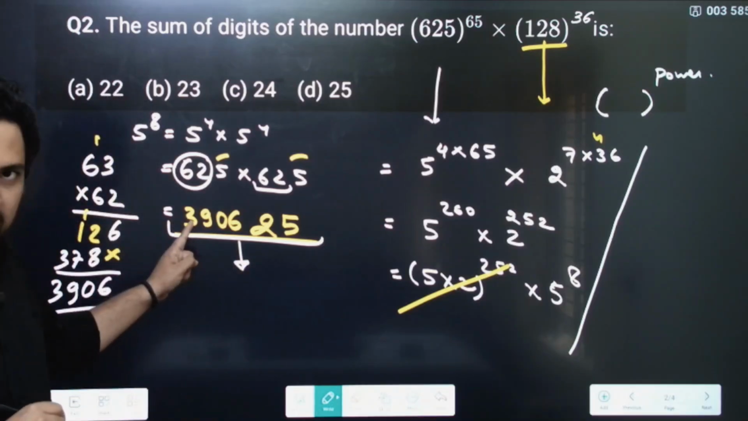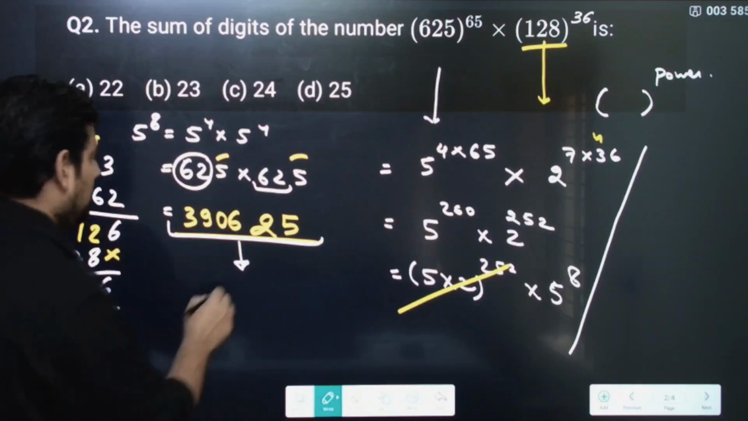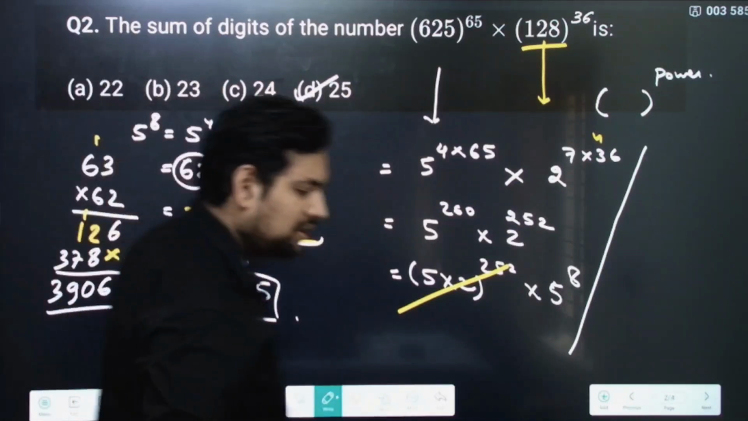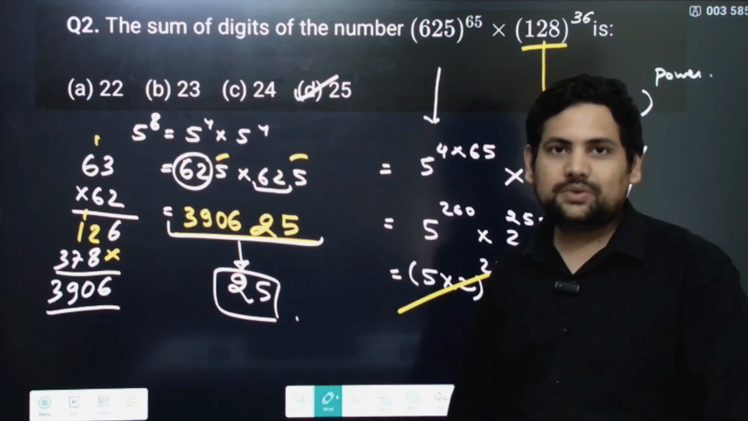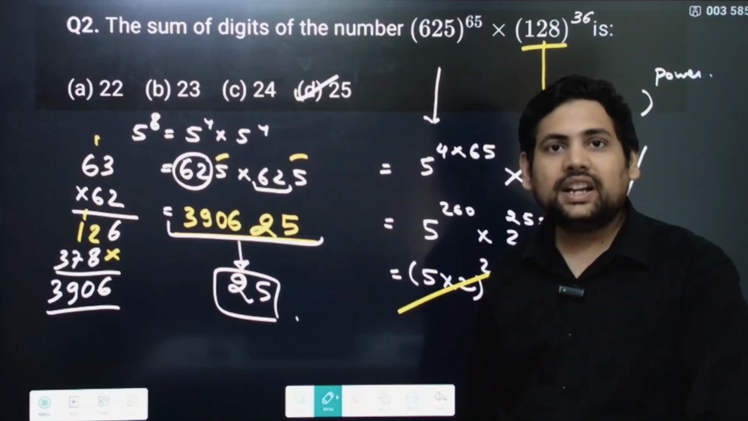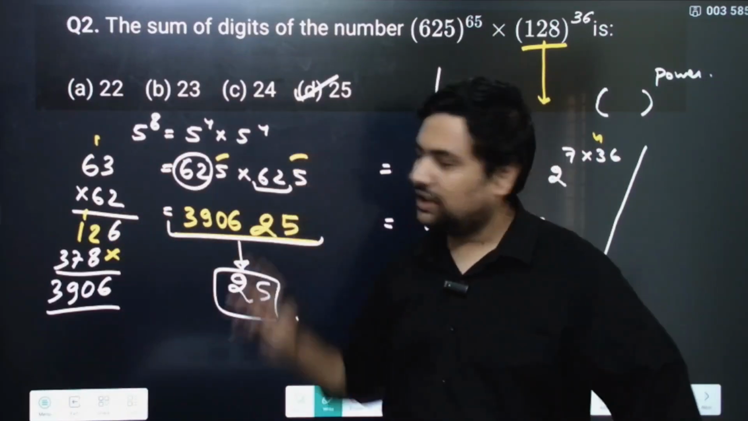So 3 plus 9 is 12. 12 plus 6 is 18. 18 plus 2 is 20. 20 plus 5 is 25. 25 becomes the answer. I know there is a shorter method also to find the sum of digits, but I am not using it. Okay, so that you understand how you multiply these, and that ends with 5. So 62 into 63, and you get to the answer, that is 25.